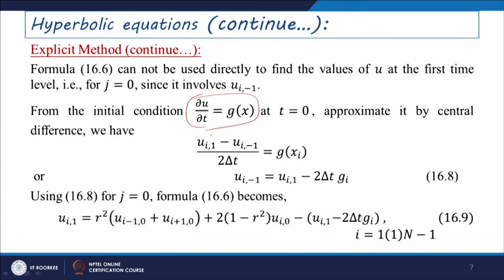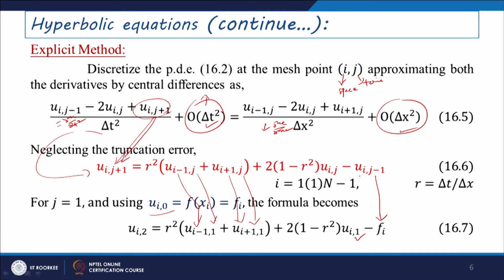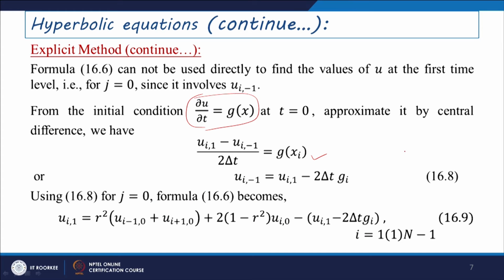And if we write the central difference scheme for this formulation, then we can write (u_i1 - u_i-1)/(2Δt), and this can be written as g of x_i, and u_i-1 can be written as u_i1 minus 2Δt into g_i. So, for j equals 0, if you put j equals 0 directly here, then this gives the point u_i-1 there itself. So, this creates a problem for the calculation of this equation.